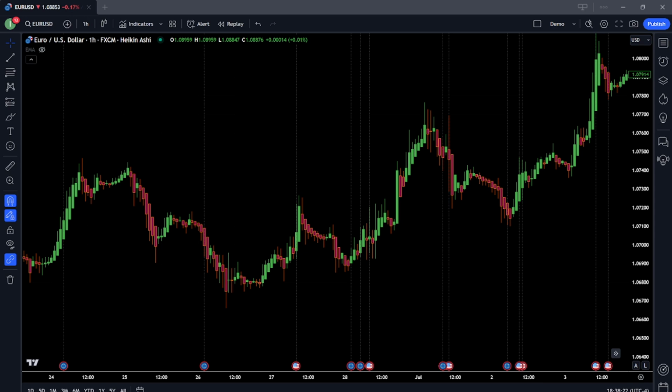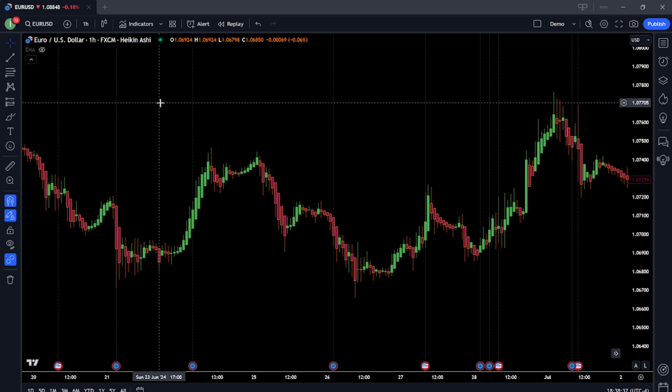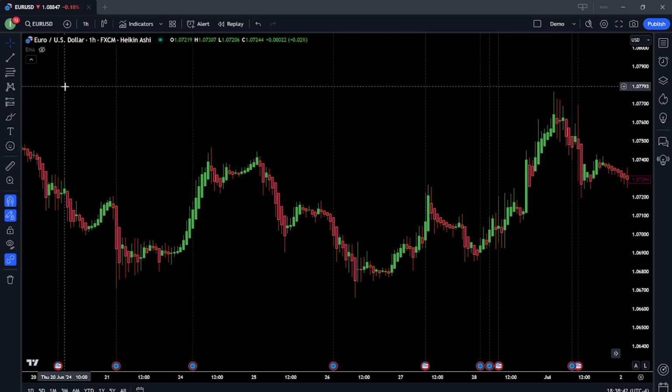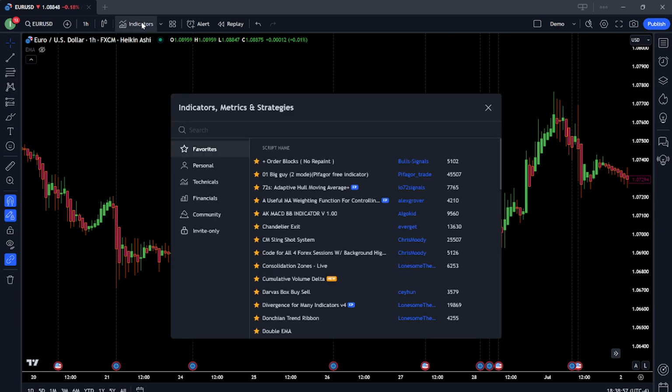Today I have a very good strategy that I came across, and I have tested this myself, and it looks pretty promising. So let me walk you through the steps of the strategy. Let's start by adding the indicators. Before that, I'll be showing you the strategy on a EUR/USD Forex pair chart on a 1 hour time frame. So let's go ahead and add the indicators.